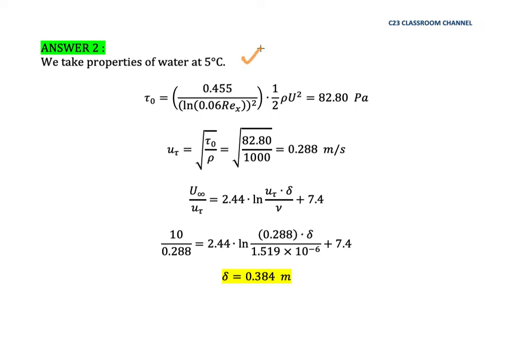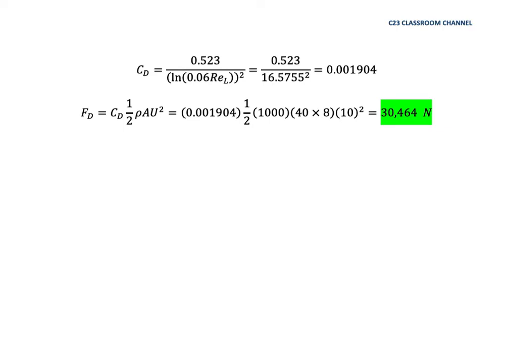We could calculate the tau naught here. We get around 82.80 Pascal. And then we could calculate the U tau, and we get 0.288 meter per second. So from this equation, we could get that the delta is equal to 0.384 meter. And then we could calculate the drag force. We start from the calculation of CD, and then we get the drag force here. It is around 30,464 newtons.